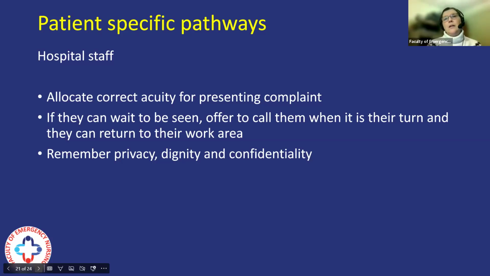And I think that deals with the logistics of hospital staff. Again, they're all entitled to their privacy and dignity and confidentiality. And just because they're your mate or because they work upstairs on one of the wards doesn't mean that everybody needs to know they're there. So just a bit of thought on how that works, and maybe quietly moving them out of a back door back to their work area until it's their turn.